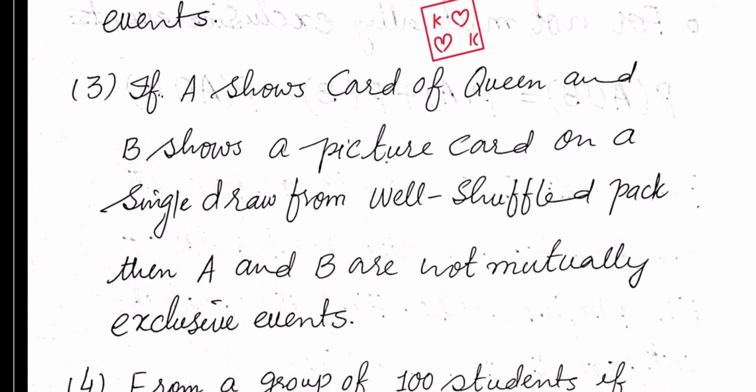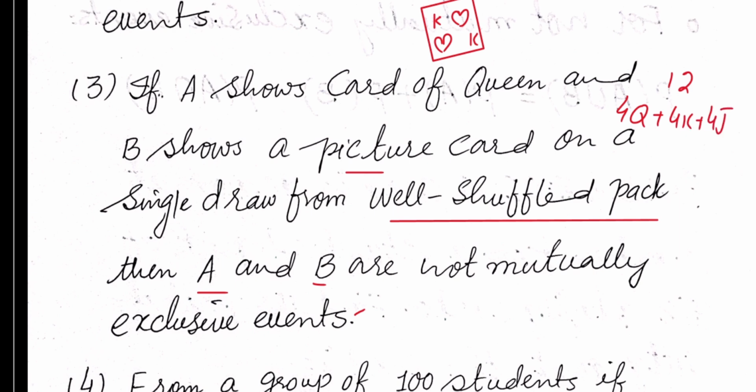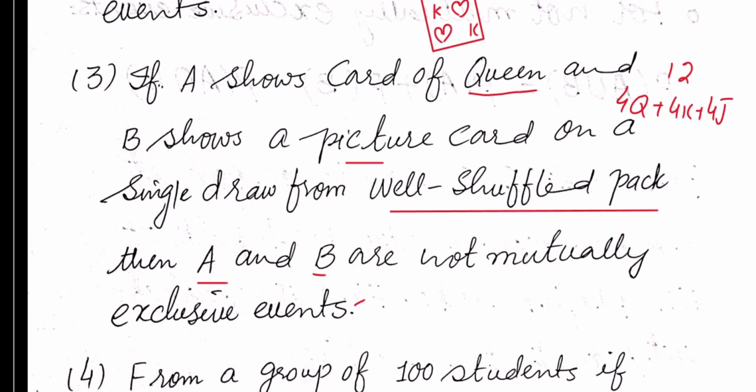Similarly, if A shows a card of queen and B shows a picture card on a single draw from a well shuffled pack, well shuffled pack means playing cards, then A and B are not mutually exclusive events, because there are 12 picture cards that include 4 queens, 4 kings, and 4 jacks. It means queen cards are also picture cards. So both of the events can occur at the same time. That's why they are not mutually exclusive events.